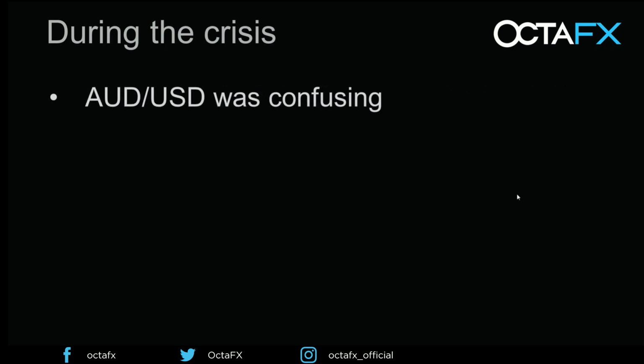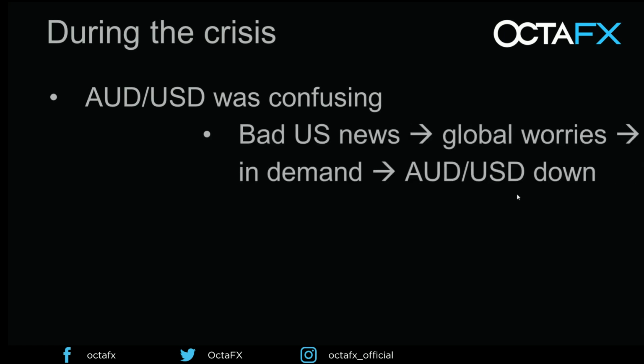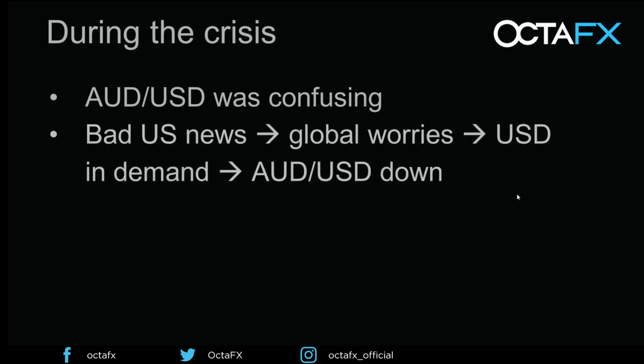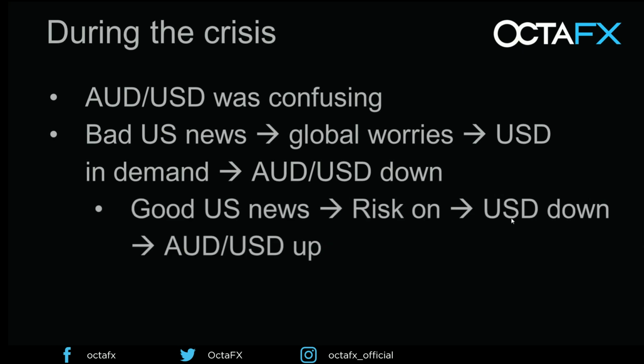Okay, during the crisis, the Australian dollar was quite confusing. This is not the situation now, luckily. When we had bad news from the United States, it meant global worries. Again, the negative mood. This helped the US dollar, which was then a safe haven currency. So the Australian dollar went down. Nowadays, when we have bad news from the United States, it's a weaker US dollar and hence a stronger Aussie US dollar.